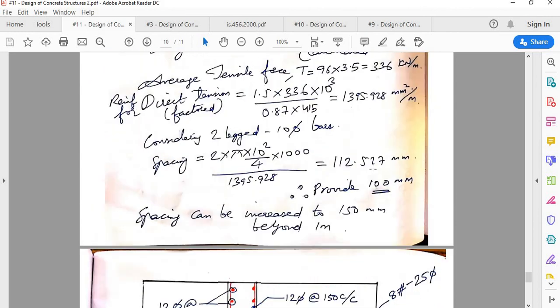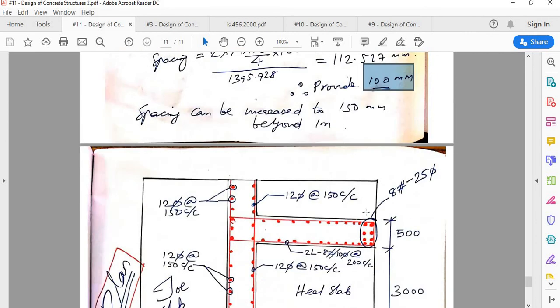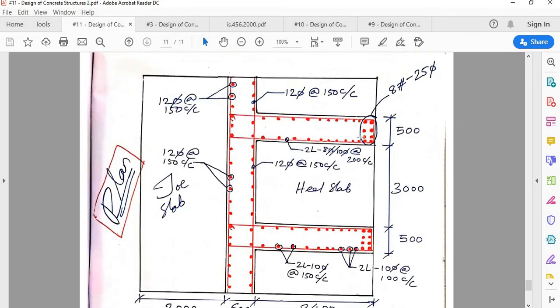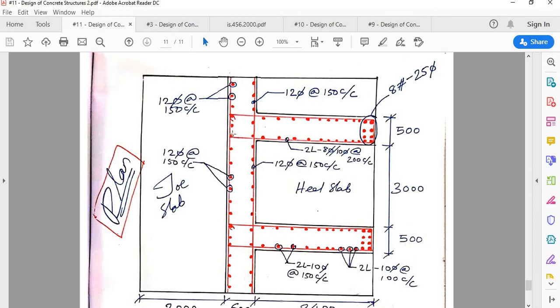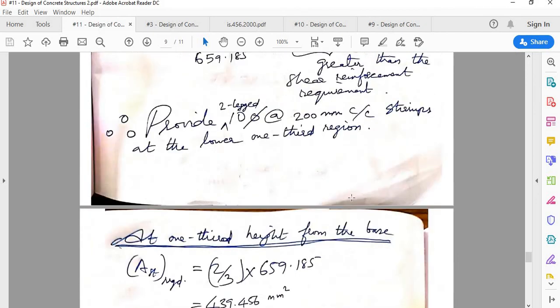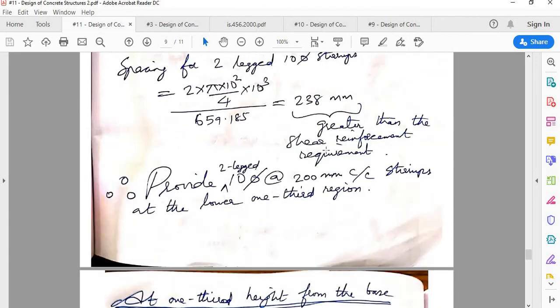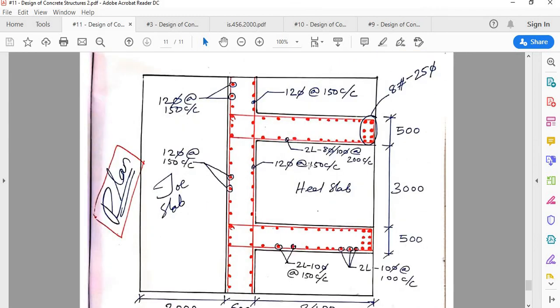For the vertical stirrup, we had said that the spacing is 100 mm for the initial 1 meter. Beyond that you can increase it to 150 mm. So that is what I mentioned here. And for the horizontal stirrups, we had worked out the spacing and dia, so that is what we'll employ here. We had seen that you need to provide 2-legged stirrups at 200 mm center to center. Actually it's 10-dia at 200 center to center.